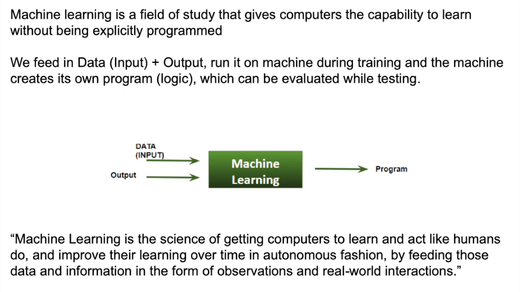It's very simple. You have input, you have output. Then machine learning is a concept where the entire input and output is converted to the program. So machine learning is the science of getting computers to learn and act like humans do and improve their learning over time in an autonomous fashion, by feeding in data and information in the form of observations and real world interactions.